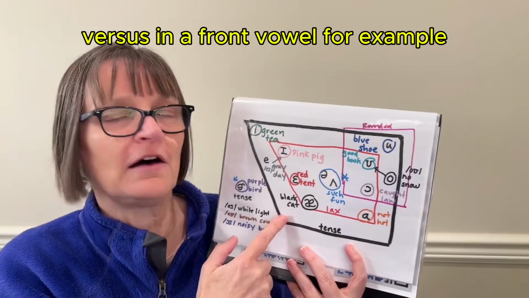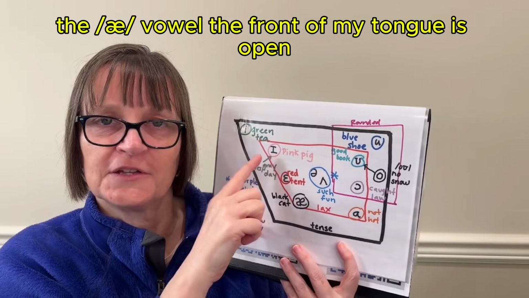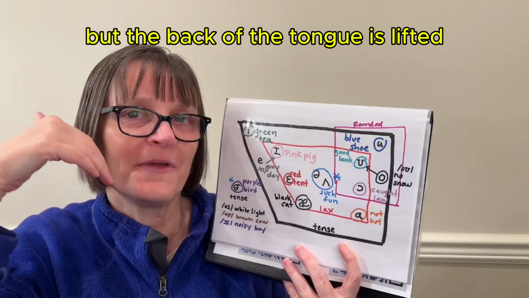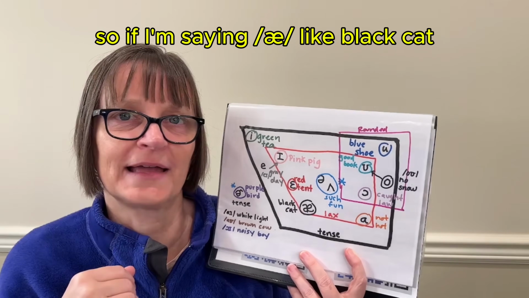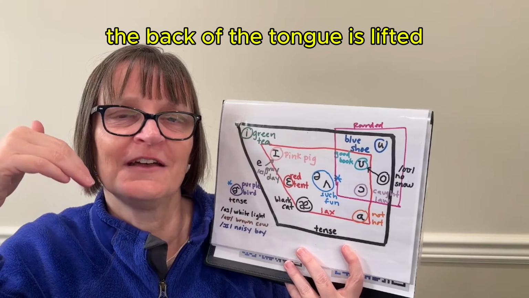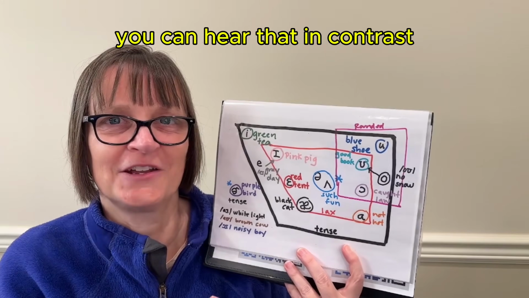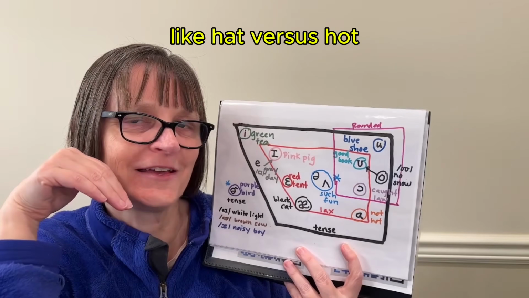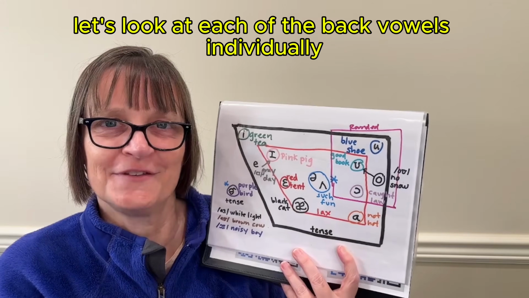Versus in a front vowel, for example, the æ vowel, the front of my tongue is open here in the mouth, but the back of the tongue is lifted. So if I'm saying æ, like black cat, I have opening only in the front, the back of the tongue is lifted, versus ah, the whole tongue is down. You can hear that in contrast like hat versus hot. Let's look at each of the back vowels individually.